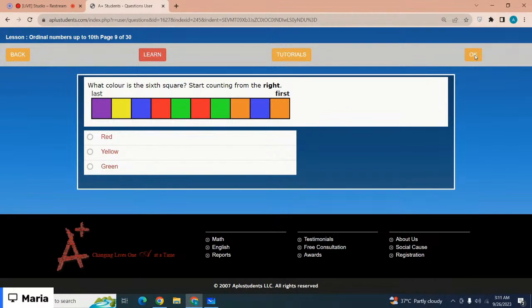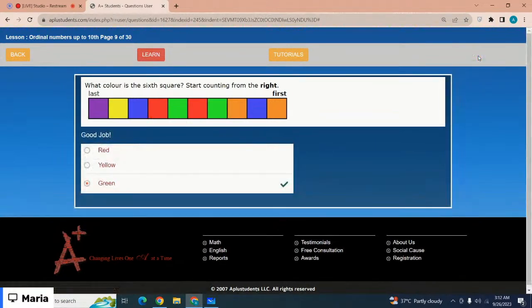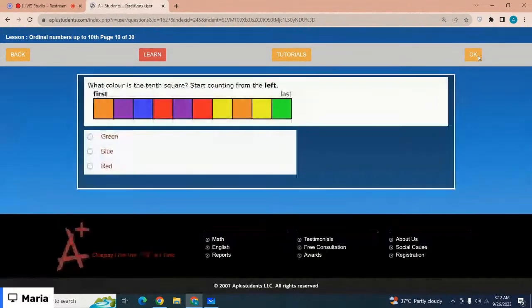The sixth one is green. The correct option is green, right? Okay, the next one is: what color is in the 10th square? Start counting from the left side, right? So start from the one there. You can see the first and the last one is obviously green. So the correct option is green.